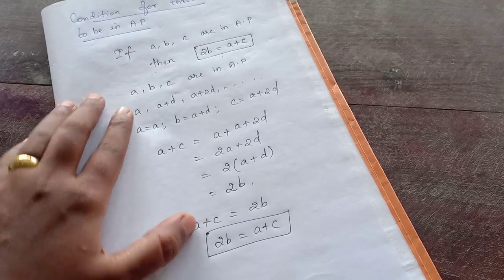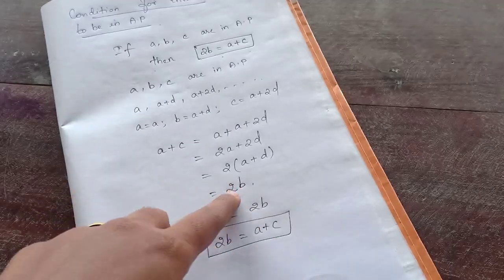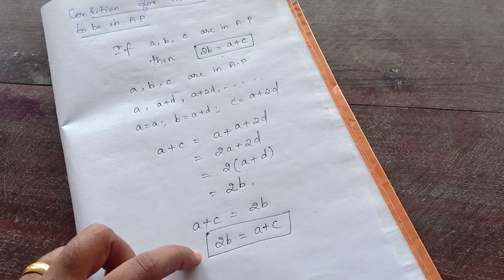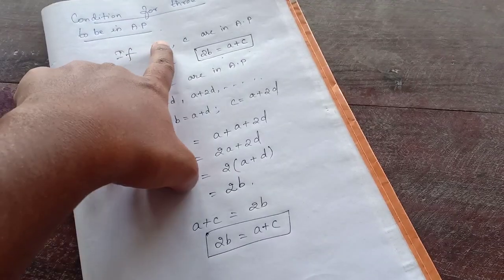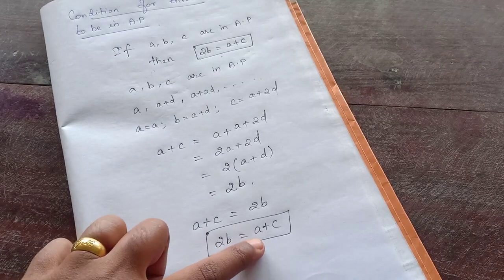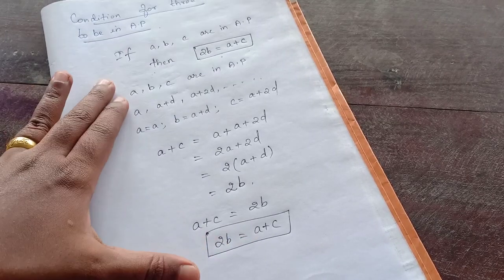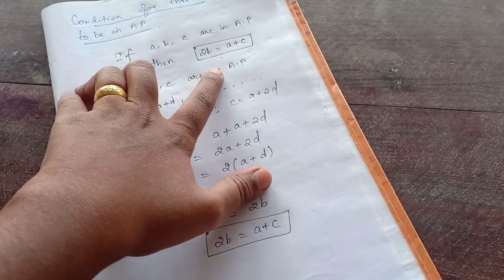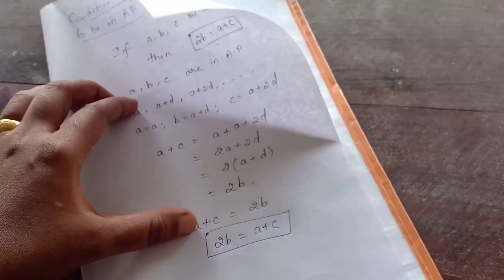Just understand this concept. This is the condition you need to learn. If A, B, C are in AP, then this is the condition: 2B is equal to A plus C. Sometimes they will ask in 2 marks, derive 2B is equal to A plus C, so you need to write this.